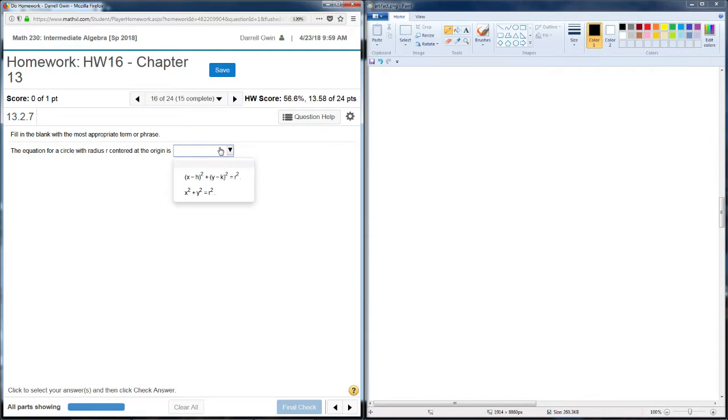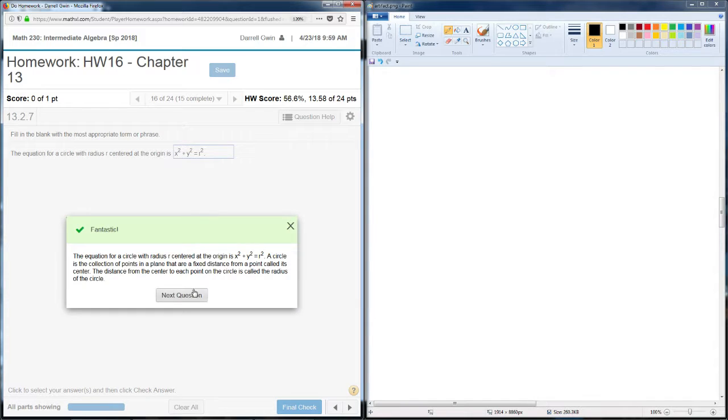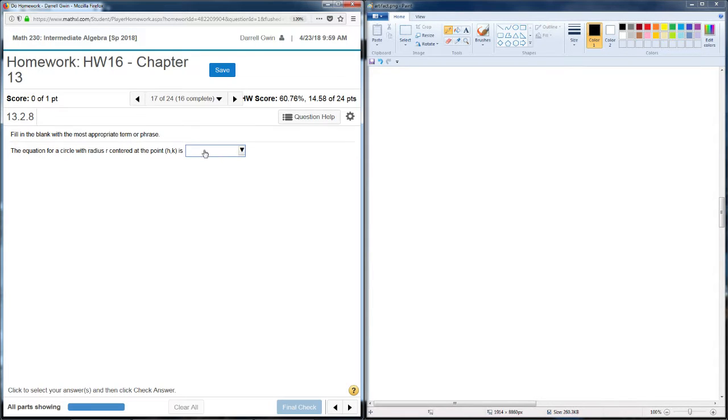Equation of the circle, the equation of the circle with the radius r. The origin is 0, 0, so h, k is 0, 0, it doesn't show up. And the next one's going to have h, k, I believe. x minus h, y minus k.